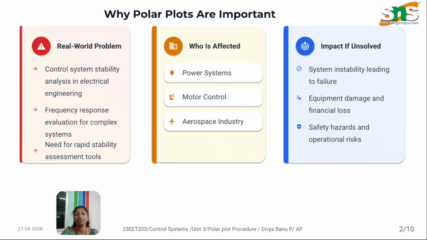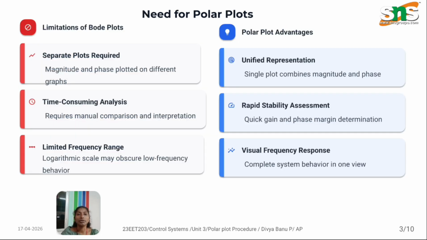Coming to after the Bode plot, we are now learning about polar plots. What are the limitations of the Bode plot and what are the advantages of the polar plot? In the Bode plot, separate plots are required for magnitude and phase, so we have different graphs. It is a time consuming analysis and has a limited frequency range, as the logarithmic scale may obscure low frequency behavior. When we compare this with polar plots, here we have a single plot which combines both magnitude and phase. So calculations are also very few. It is enough if we complete one graph alone.